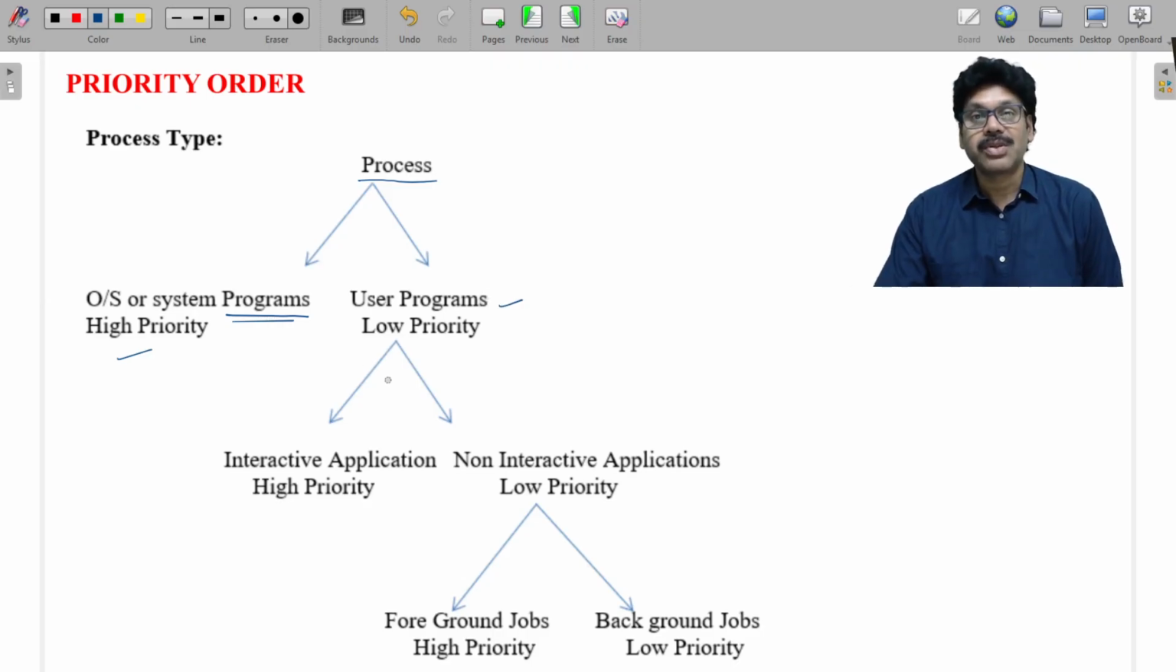In user processes there are also two varieties. Highly interactive applications like social media are given a high priority. Non-interactive applications are given a low priority. Among those, foreground jobs are given a high priority and background jobs are given a low priority. This is the priority order operating systems follow.